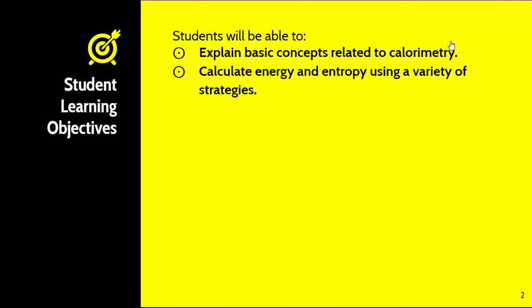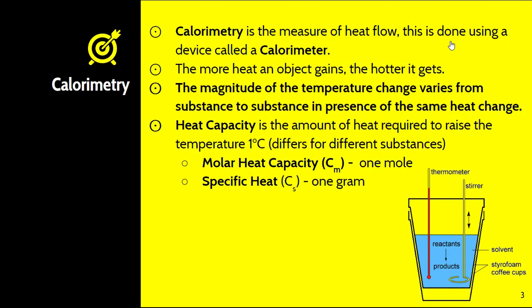Let's move on. So our learning objectives are actually pretty straightforward today. We should be able to explain concepts related to calorimetry, and then also calculate energy and enthalpy using a variety of different strategies. So calorimetry is the measure of heat flow, and this is usually done using a device known as a calorimeter. Now, a lot of times what you'll see in lab is that we will use styrofoam cups as a way to help measure heat flow.